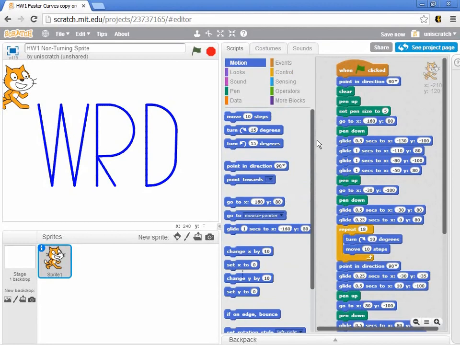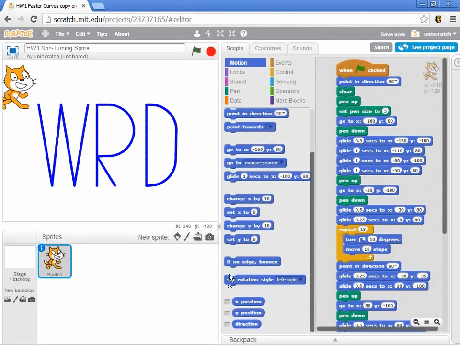So as you're looking at the motion menu here, you may not notice it. As you scroll down, there's a block. The very last actual block is set rotation style. And that's what we're defining here, how the cat rotates. And there are three options under rotation style. There's left, right, don't rotate, and all around.